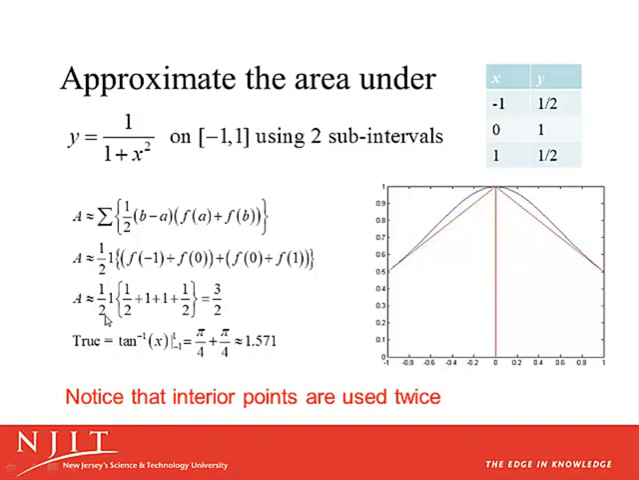So we have 1/2 times 1 times 1/2 plus 1 plus 1 plus 1/2. We put that together, we get 3/2, and the true value is arctan of 1 minus arctan of negative 1. So we end up with pi over 2, which is 1.57. And again, we stress that the interior points are used twice.